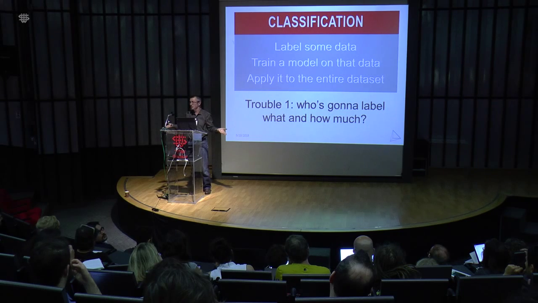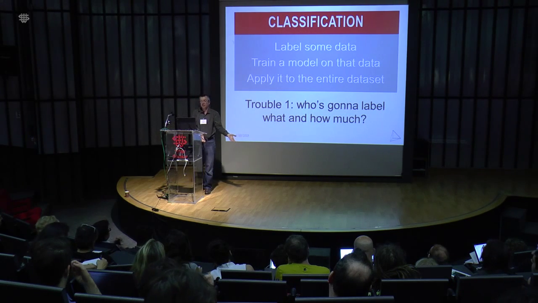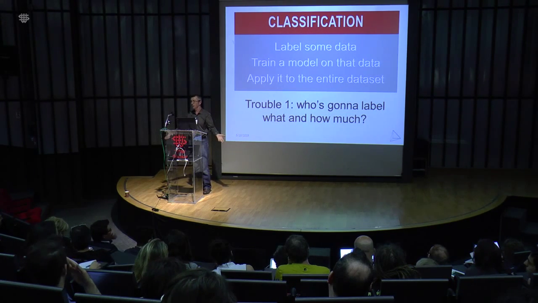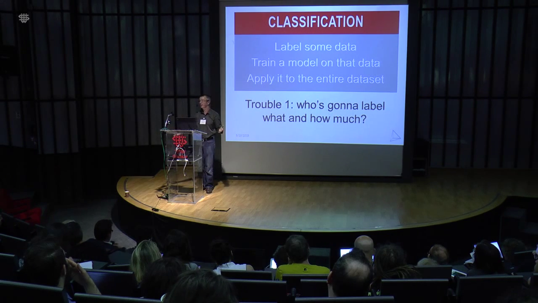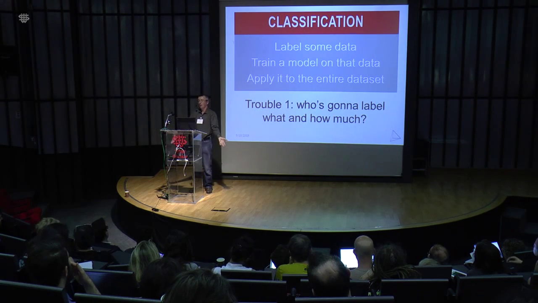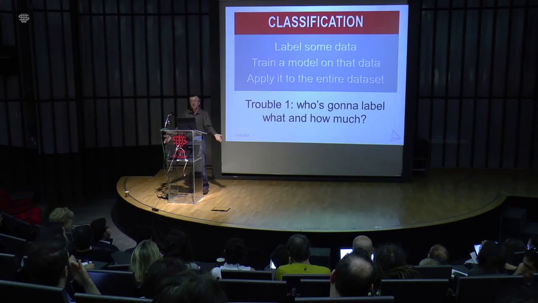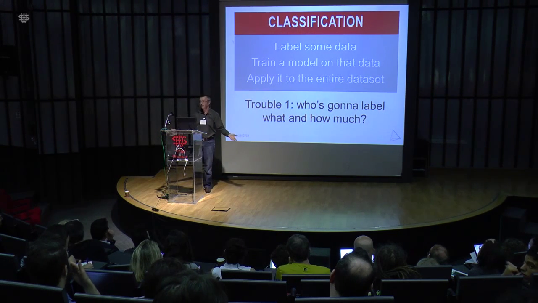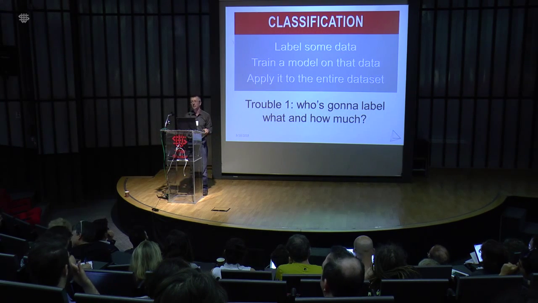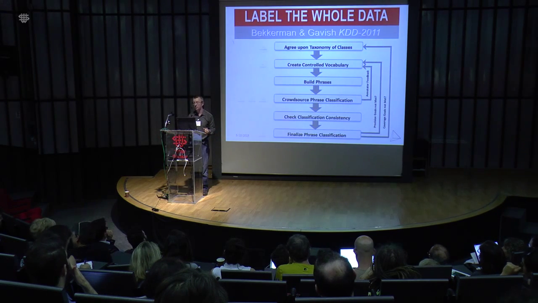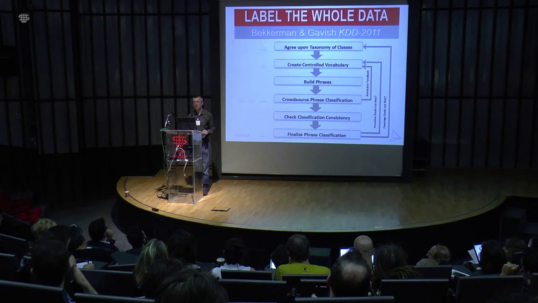So, a few troubles with this one. Who is going to label the data? And how much data should you label? You are talking about billions of data instances. How many should you label? 1,000? That would not be good enough, right? 1,000,000? How much time and how much money would it take you to label those million data instances? That's quite a problematic way of doing that.